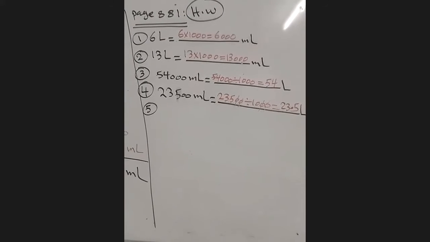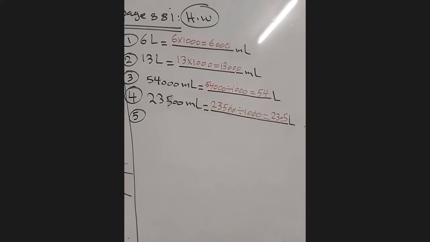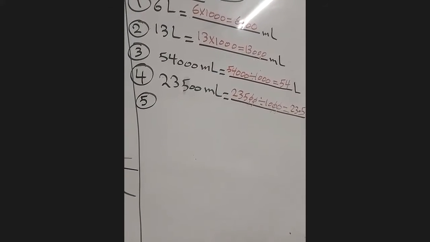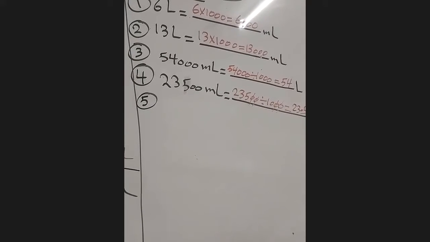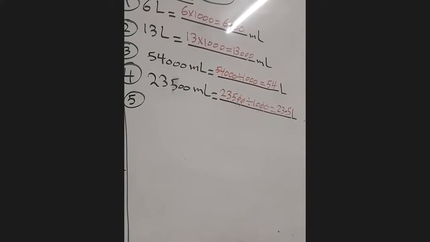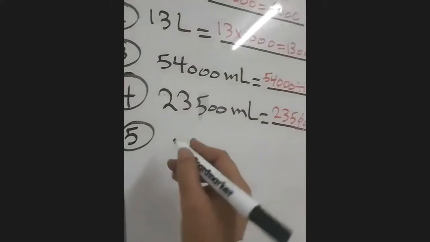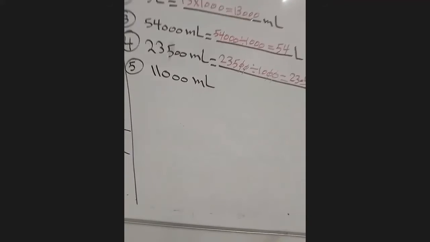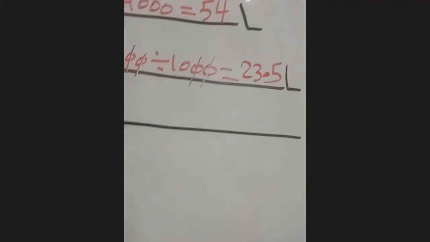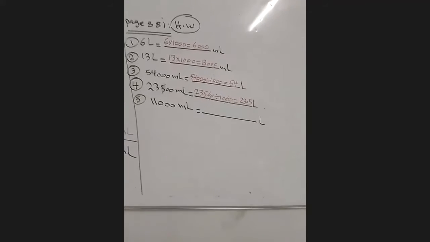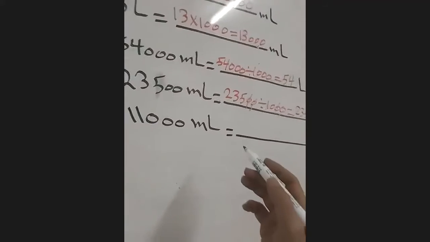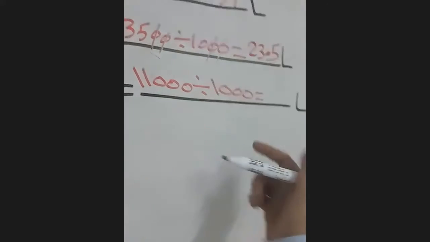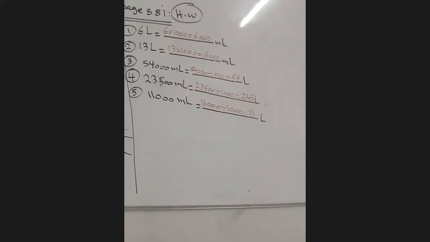Yahya, read. 11,000 milliliter, not millimeter, okay? Yalla, how much in liter, Yahya? 11,000 divided by 1,000 is 11. Excellent, 11,000 divided by 1,000 is 11 liter. This is question five.